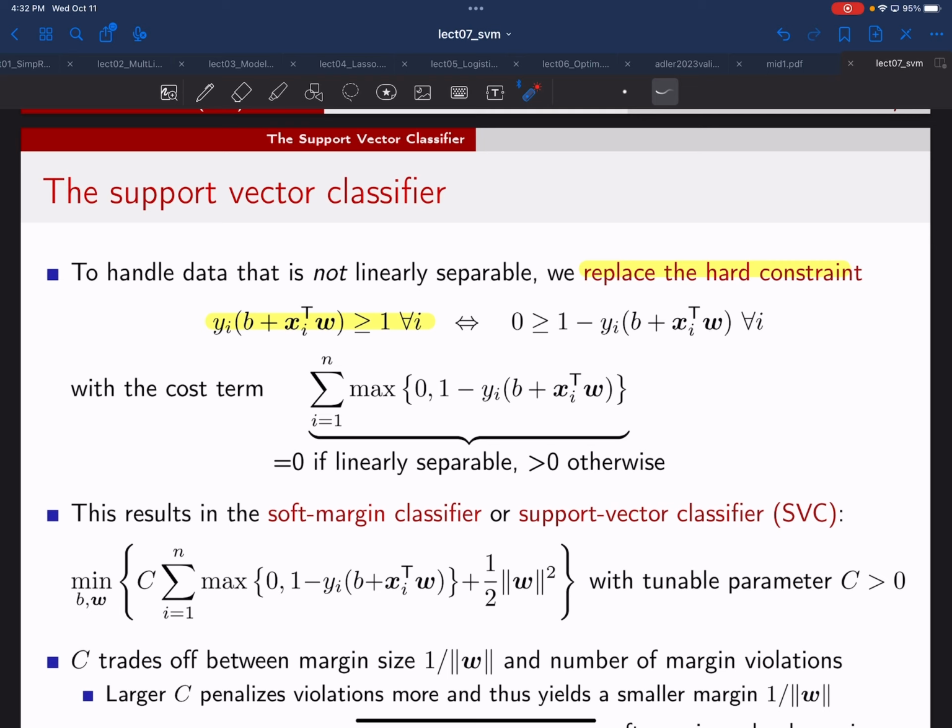So that's what happens when C is large. You try not to penalize the margin violations, and you allow a really small street. On the other hand, as you make C small, it says, okay, I don't care as much about violating the margin, and I will allow this 1 over norm W to be very large. So my street now is going to be really wide, and it's okay if samples are in the street or on the wrong side because I don't care about that as much. I'm more interested in just making the street really wide. So those are the trade-offs you have.